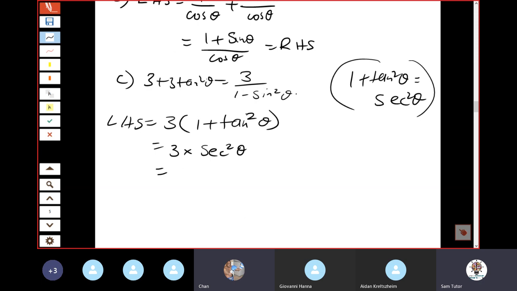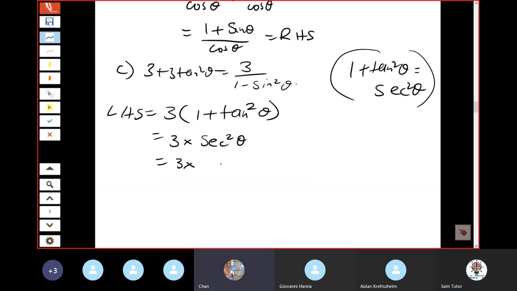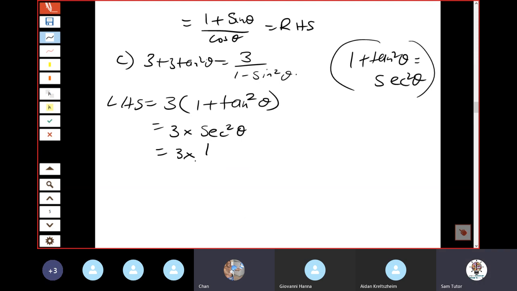That's good, but it's still not this. Yeah, and we know sec squared equals 1 over cos squared theta. Come on, you're there. Look what you need. Look what you have. 1 minus sine squared. Doesn't cos squared theta equal 1 minus sine squared theta? Easy.